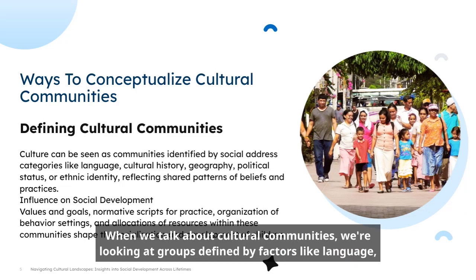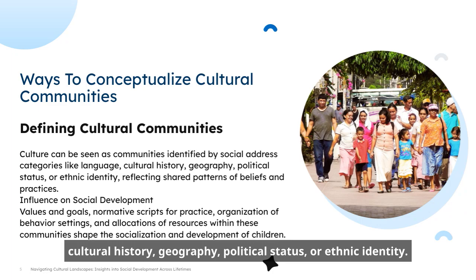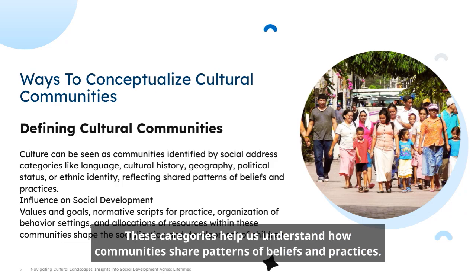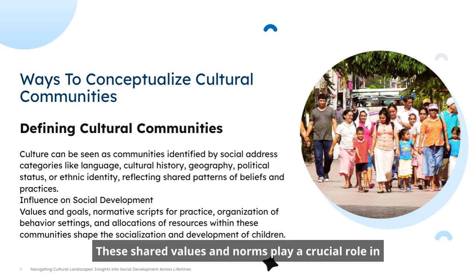When we talk about cultural communities, we're looking at groups defined by factors like language, cultural history, geography, political status, or ethnic identity. These categories help us understand how communities share patterns of beliefs and practices. These shared values and norms play a crucial role in shaping how children grow and develop socially.